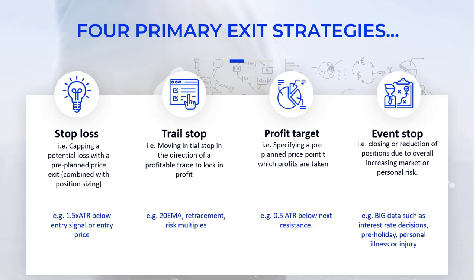The final exit strategy, and one which people tend to consider less, is what we would term an event stop, and this is closing or reducing positions due to overall increasing market risk or personal risk. An example of this may be big data such as interest rate decisions or inflation data, or from a personal point of view prior to going on holiday or during times of personal illness or injury.